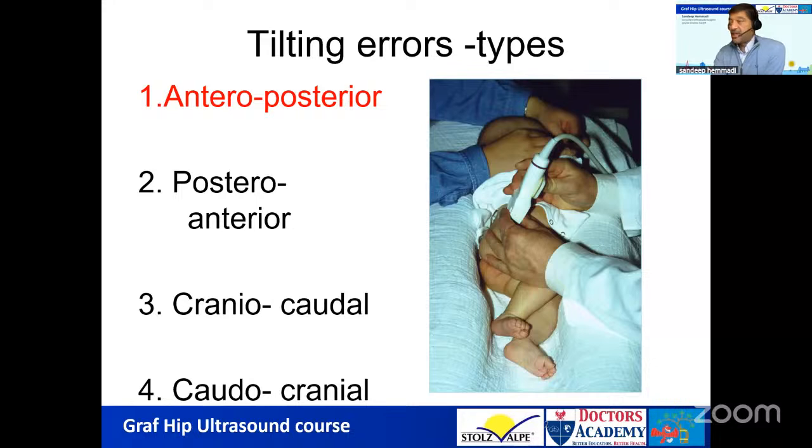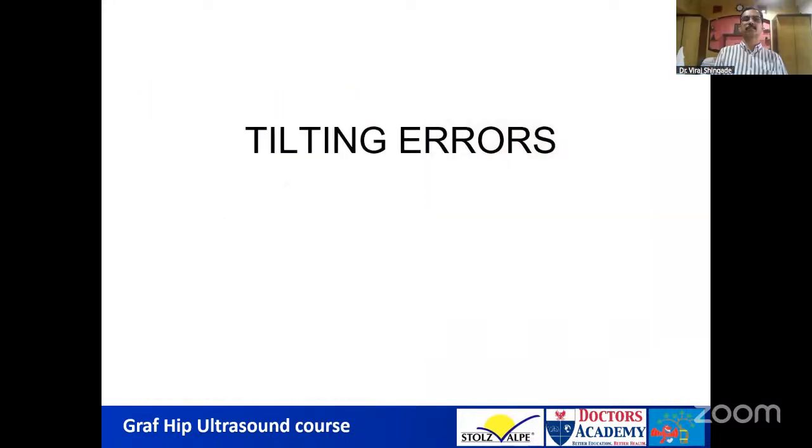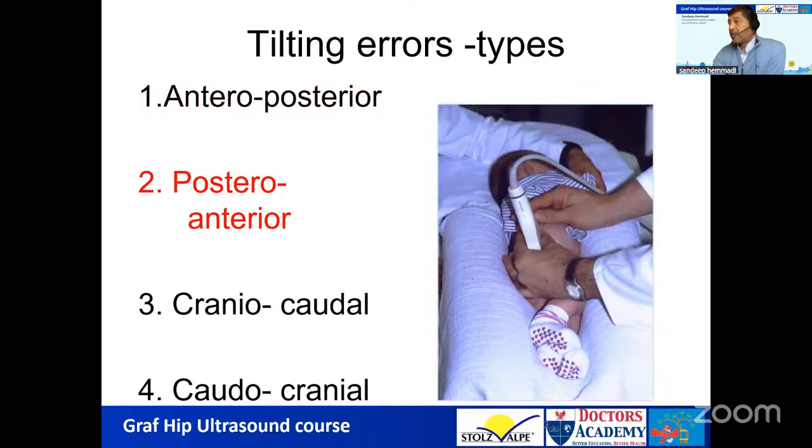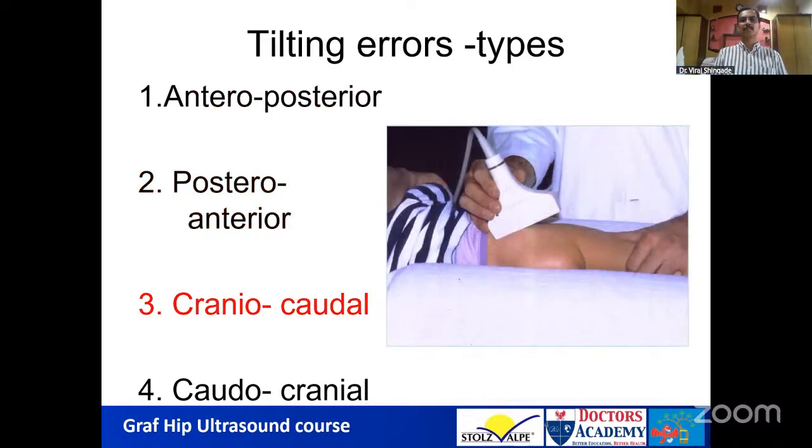Okay, so this picture I'm showing you here: if your probe is in that position that you're seeing in the picture, where your beam is coming from anterior to posterior, you inadvertently will get an anterior posterior tilt. If your probe goes in this direction, you'll get a posterior anterior tilt. If your probe were to tilt there because you have a prominent trochanter, you'll get a craniocaudal tilt.